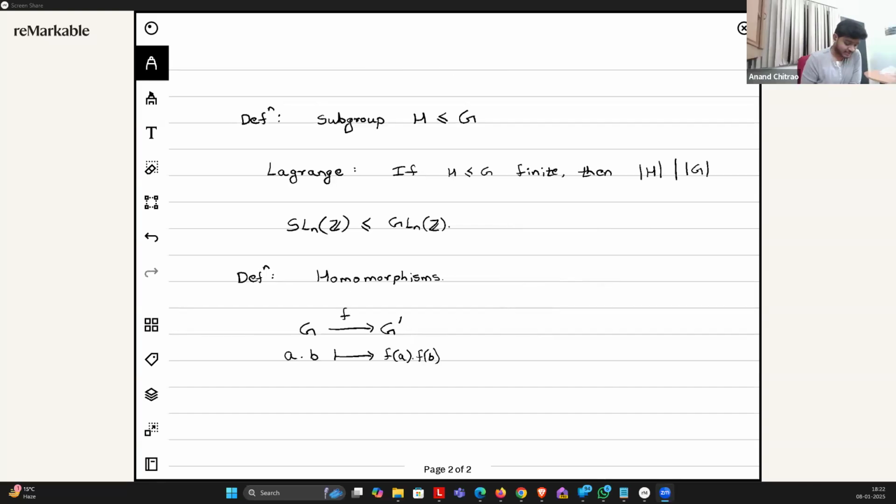Yeah. So homomorphisms. Associated to homomorphisms, there are many concepts, right? So what is the kernel of a homomorphism?